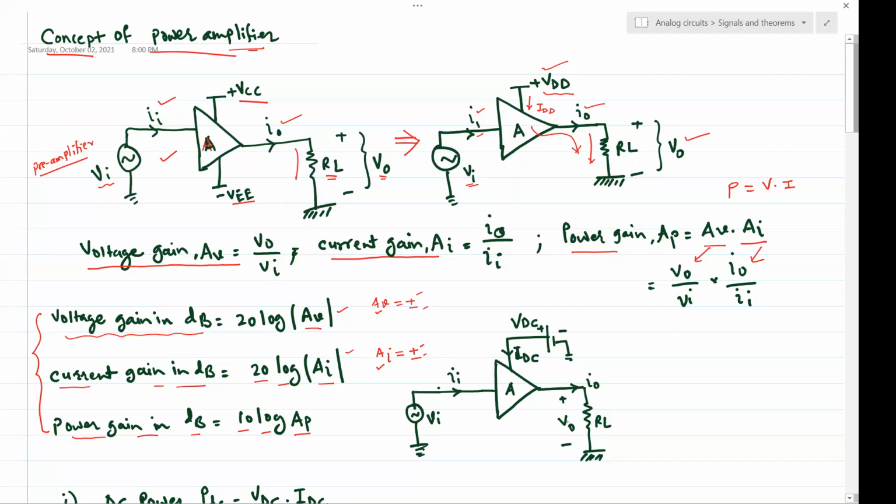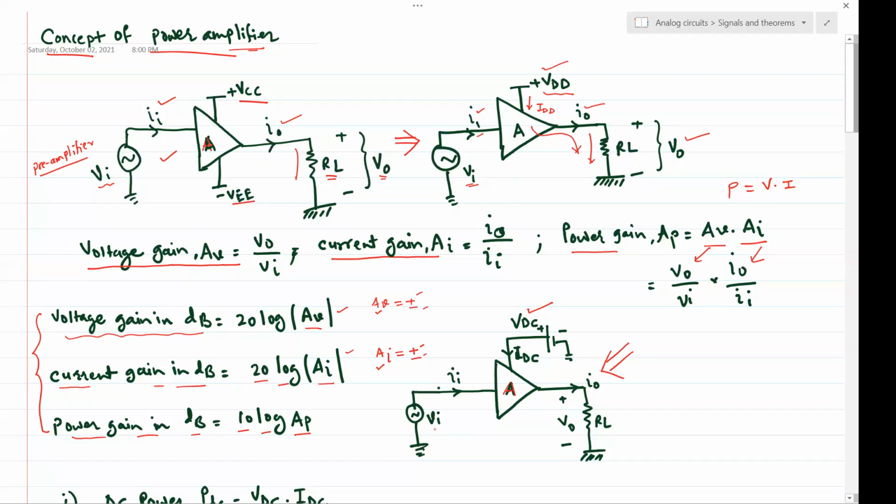So let us understand now. Let us take a look at this schematic. What we see here is we have a power amplifier which has a gain A, and it is connected to the positive DC power supply with the value VDC, and that sources the current IDC.